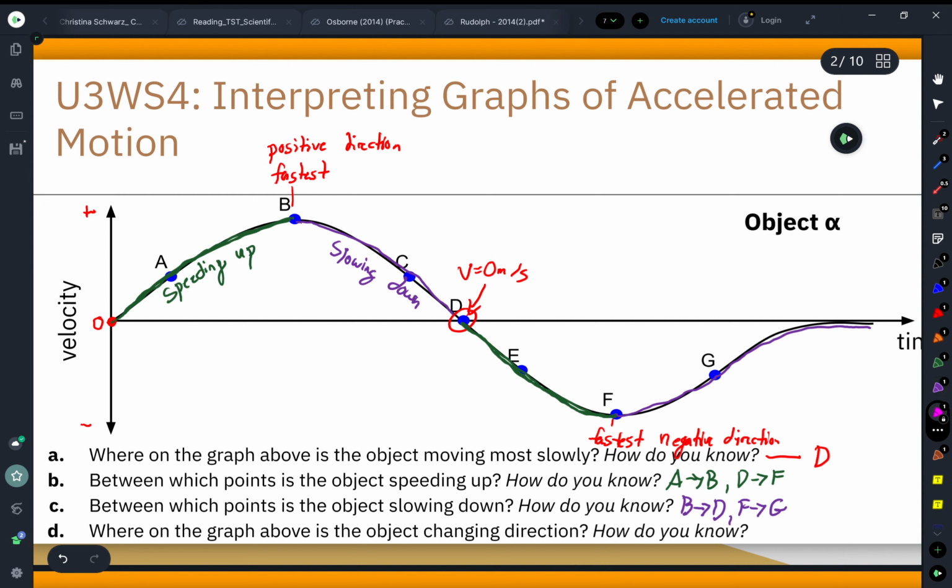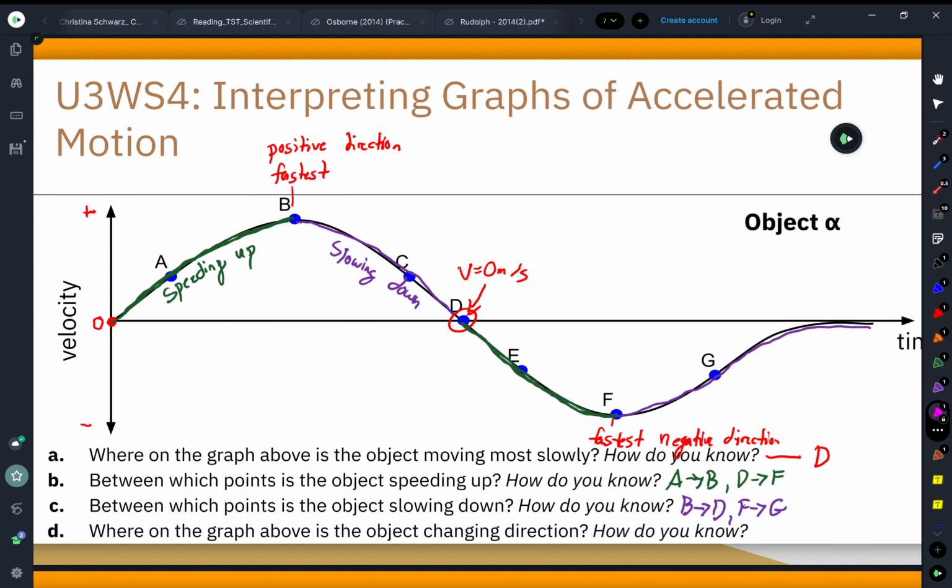Now this last part, where on the graph above is the object changing direction? How do you know? Last time we were able to answer that by looking at the minimum and maximum points on our position-time graph and seeing where the position stopped increasing and started decreasing, and vice versa. We had 2 points on object A. But for object alpha, we need to see where it changes direction by looking at the sign of the velocity, because the sign of velocity tells us direction.